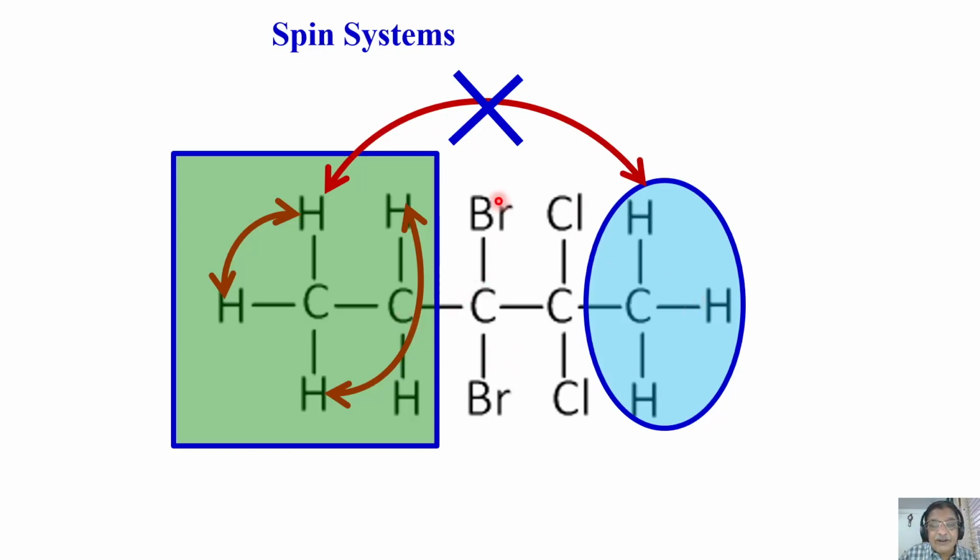If, let us say, there was one proton here and the coupling was there, this coupling may be 0, but still the entire group would have been part of the spin system. But because there is a breakage in the chain here and none of these protons are coupled to this, they are all different spin systems. They do not form one spin system together.